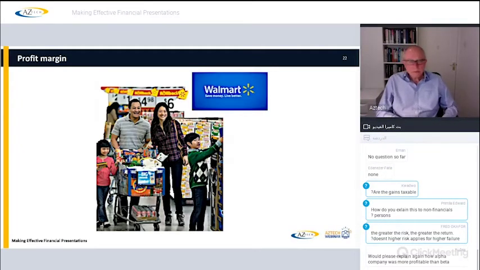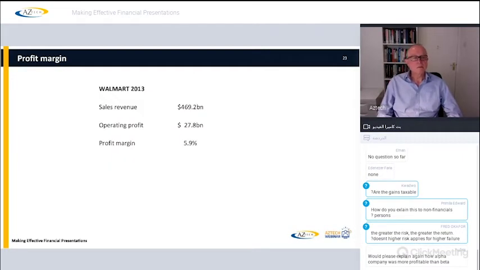Walmart, largest company in the world if you measure by sales revenue. Walmart's sales revenues in 2013 were just over $469 billion. Their operating profit before interest and tax was $27.8 billion. So if we express the profit as a percentage of the sales revenue, it gives us a profit margin of 5.9%.